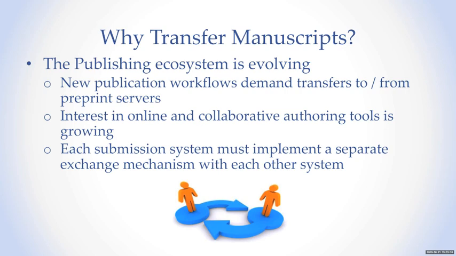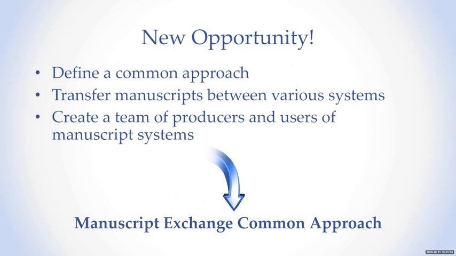But in terms of exchanging manuscripts, each submission system, and Editorial Manager is an example of a submission system, has to implement a separate exchange mechanism with every other system. And generally, we'd call those a pairwise exchange mechanism. But it's not efficient. It takes a lot of time and effort. If anything changes between the systems, the code must be revised to handle that.